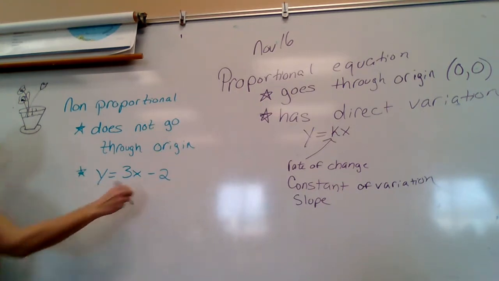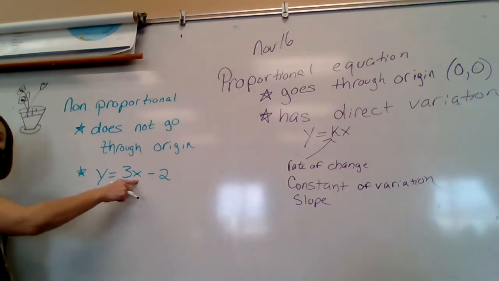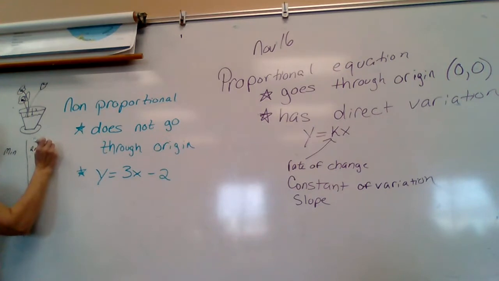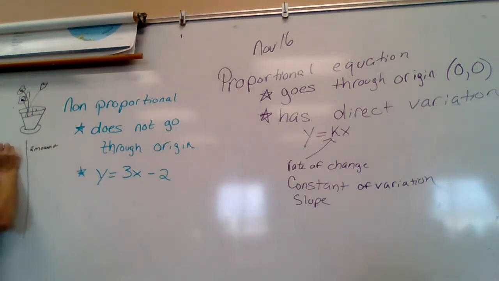y equals 3x minus 2. x equals minutes it's been snowing, and y equals amount of snow. Wouldn't that be the opposite way, actually? Yeah, thank you. Because the independent variable is x. The minutes it's been snowing is independent, but the amount of snow depends on how many minutes it's been snowing.